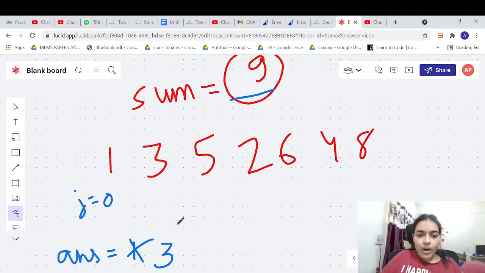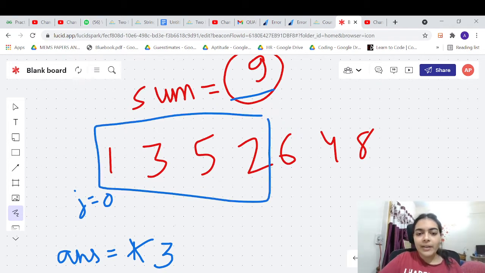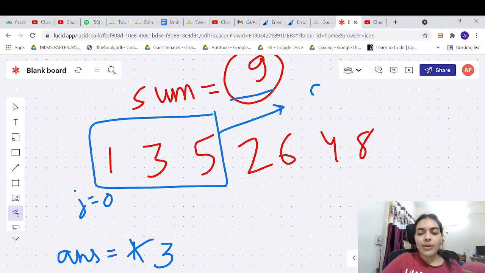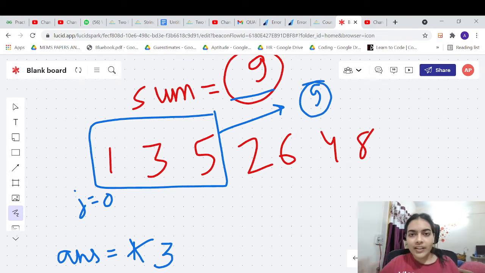Okay. So what if we take the next subarray? If we move our i and we try to take this subarray, will that ever be the answer? We know that the previous sum itself was 9. That was itself crossing the threshold.